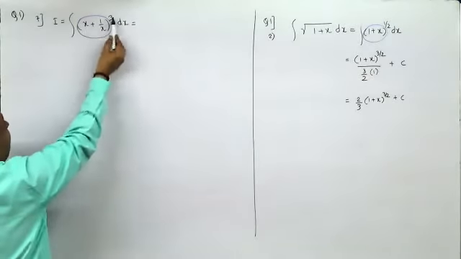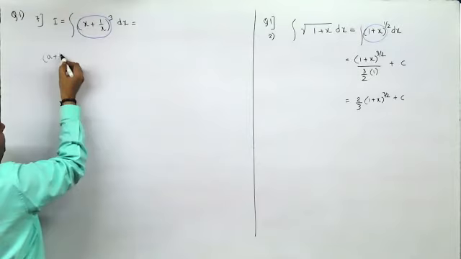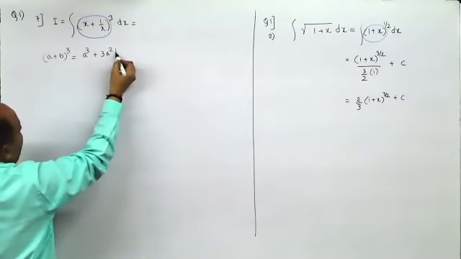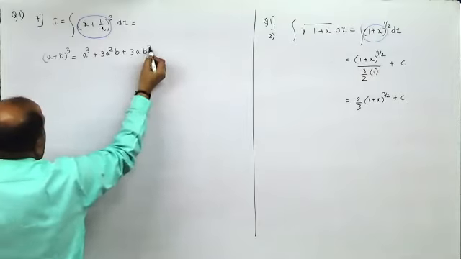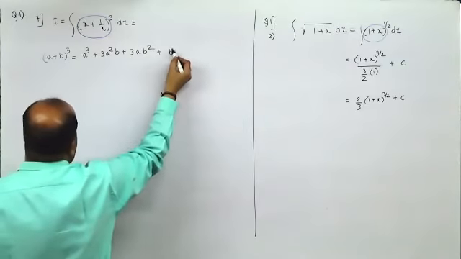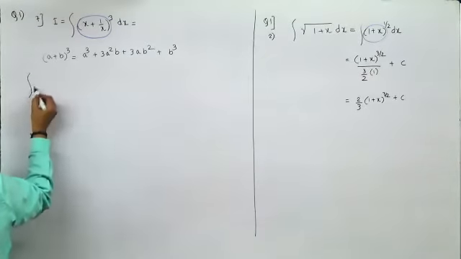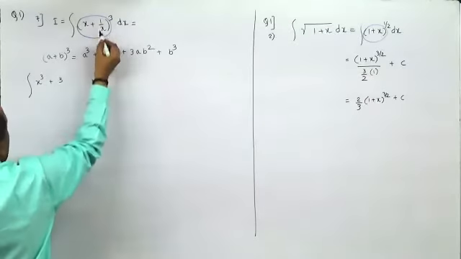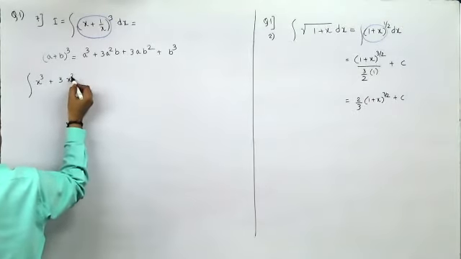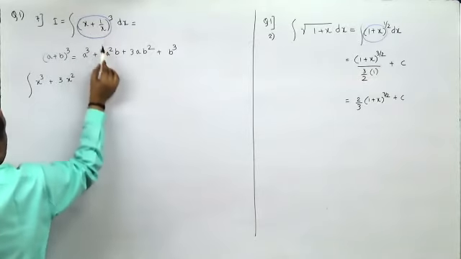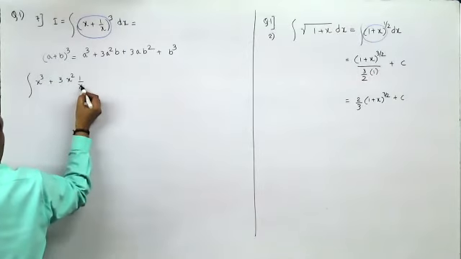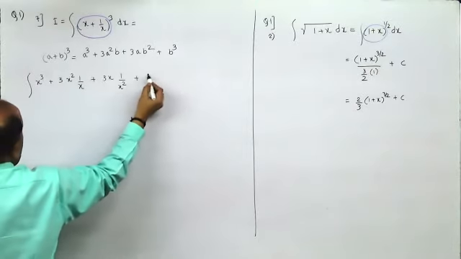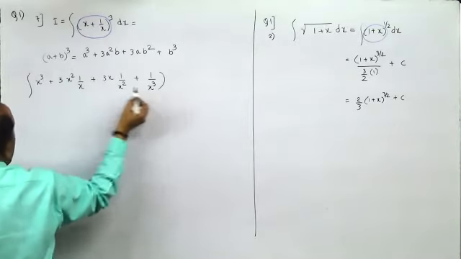Now what we'll do is, we'll use the formula a plus b the whole cube. What is a plus b the whole cube? It is a cube plus 3a square b plus 3ab square plus b cube. The power of a goes on decreasing, the power of b goes on increasing. So this would be x cube plus 3 into x square into 1 upon x, then plus 3 into x into 1 upon x square, and this would be 1 upon x cube.